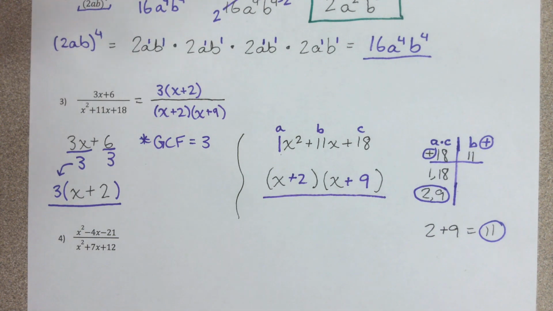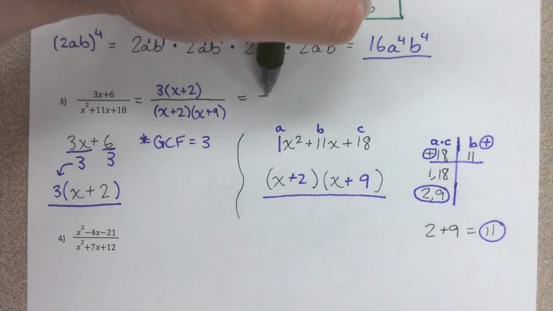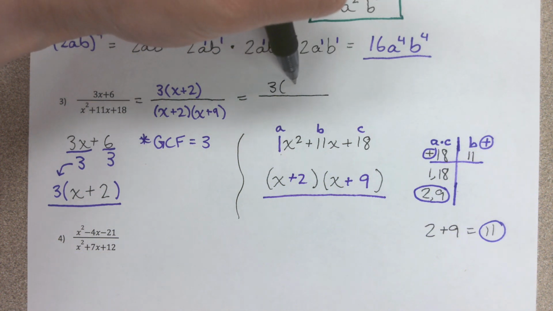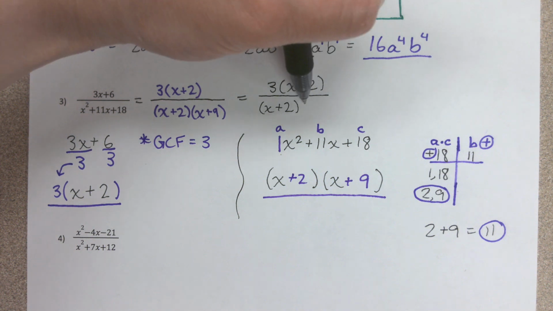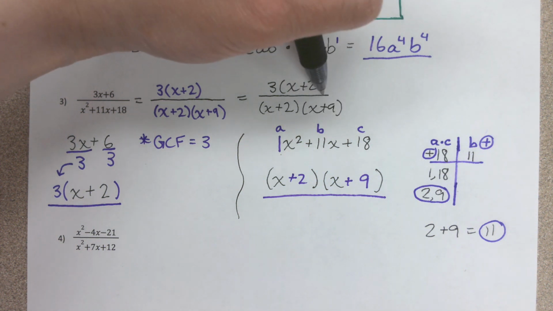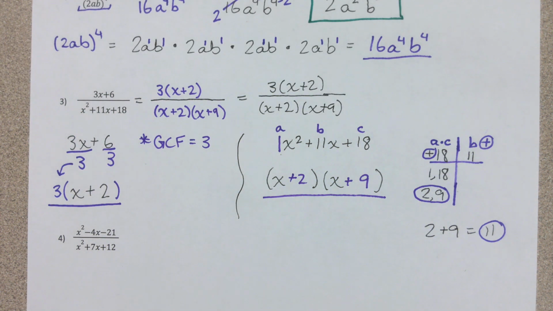I want to keep this looking nice, so I'm going to write it again before I make any changes. 3 times x plus 2, over x plus 2 times x plus 9. One more step and then I'm done.